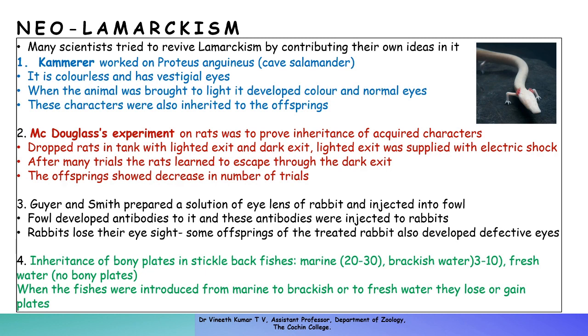Another example of inheritance of acquired characters is the inheritance of bony plates in stickleback fishes. Stickleback fishes are seen in three different environments: marine, estuarine, as well as freshwater. In the marine environment, they have more bony plates in their body, perhaps 20 to 30. In estuarine, they have fewer, from 3 to 10, and in freshwater, they do not have any bony plates. This is the adaptation to that particular salt concentration, and they develop such bony plates.